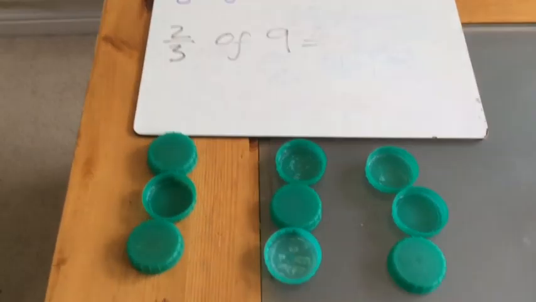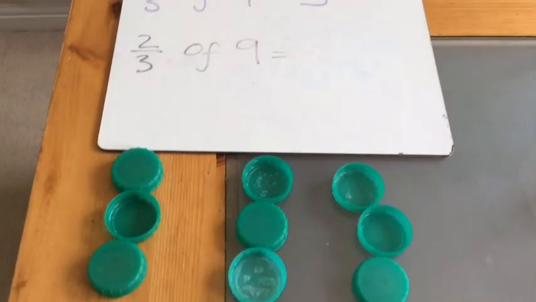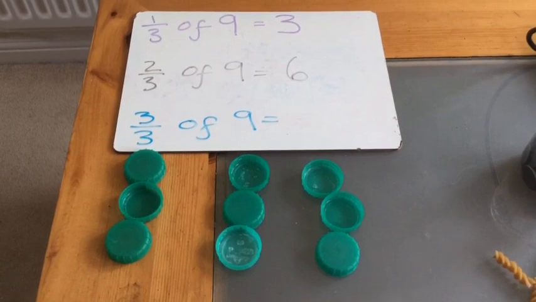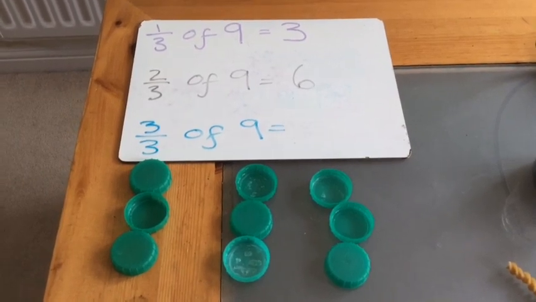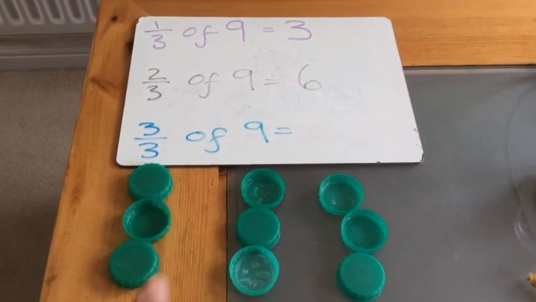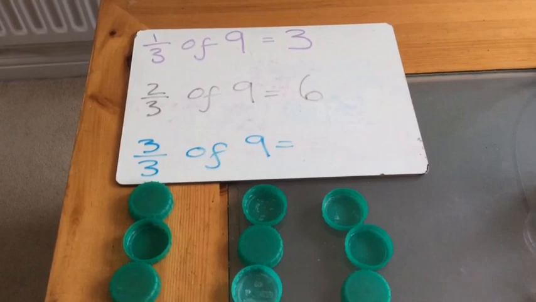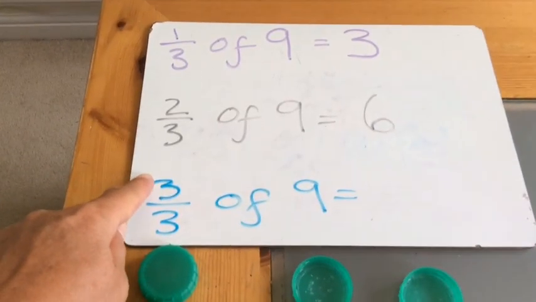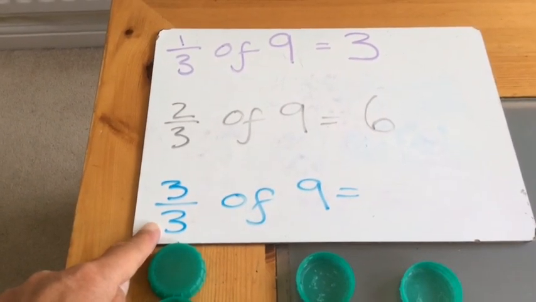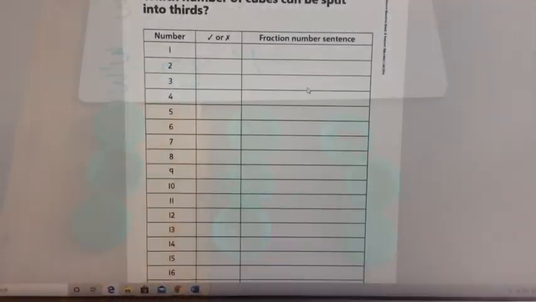So we need to add this third and that third together. 3 and 3 is 6. And finally, 3/3 of 9. Well, this is 1/3, 2/3, 3/3. So we add them together. 3 and 3 is 6. Add 3 is 9. Remember, when the top number is the same as the bottom number, it's the whole number.